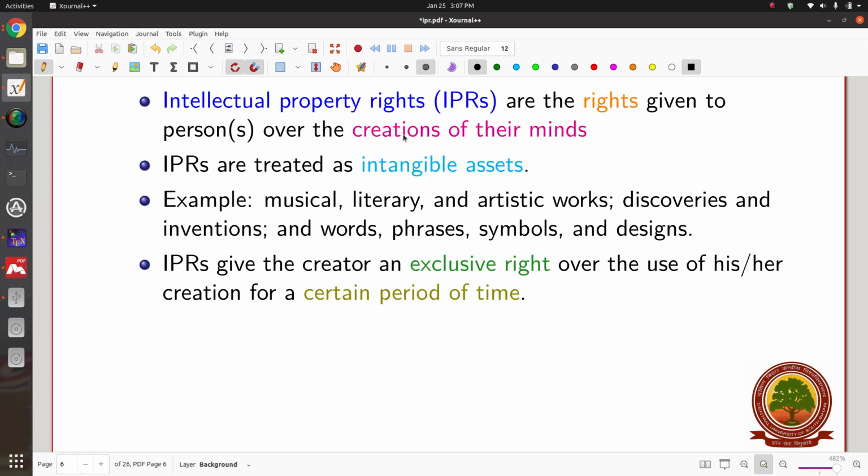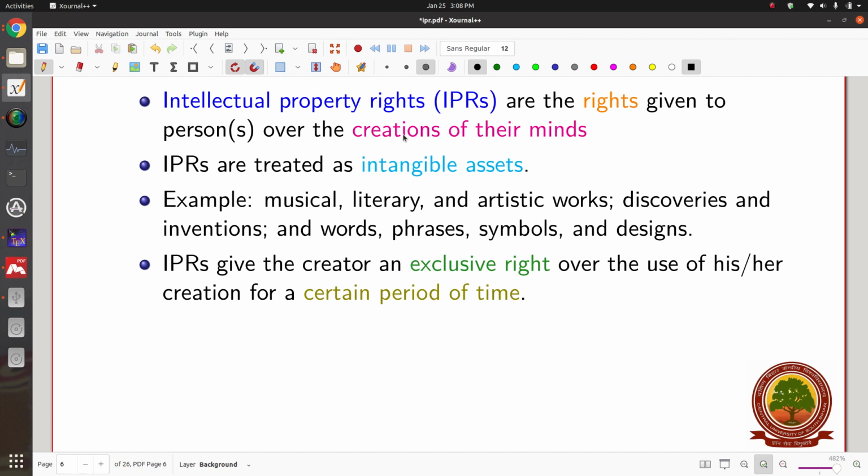Okay, so IPRs, actually, are the set of rules framed to protect the interest of the creator. Okay, we will also talk about why the interest of the creator needs to be protected. What is the motivation behind that? We will talk about that motivation also. So IPR gives the creator an exclusive right. So exclusive right means you have the right to exclude other people from using your artistic creation.